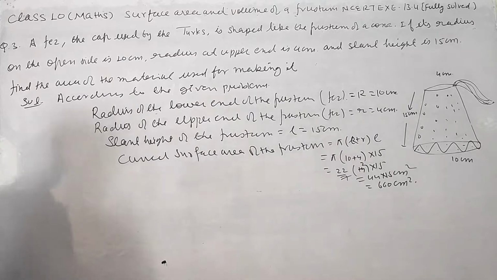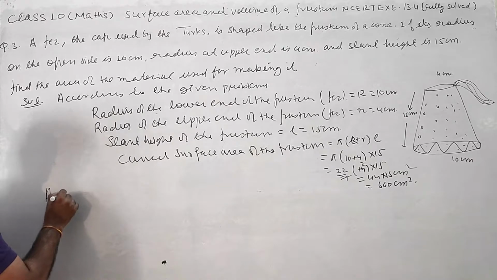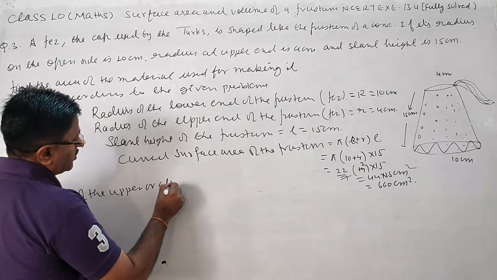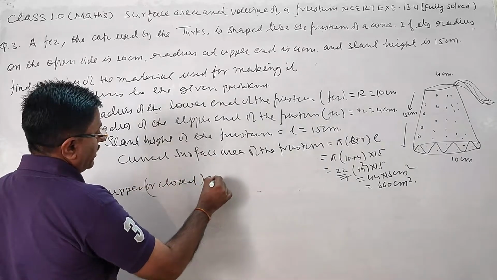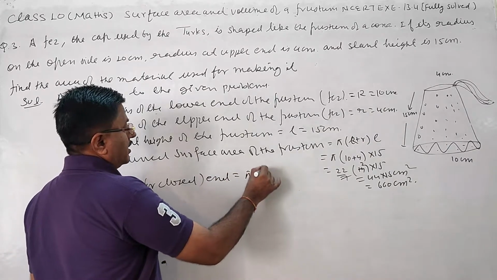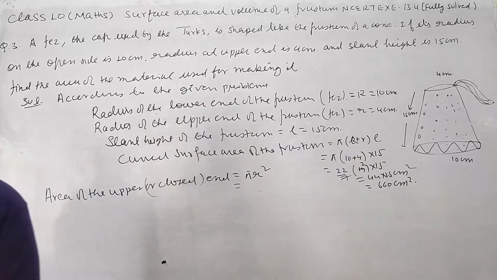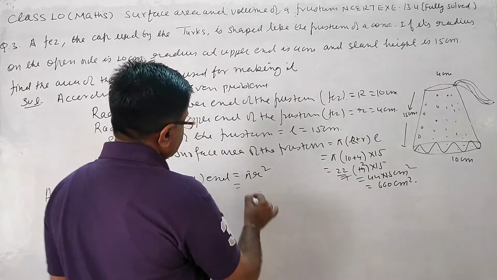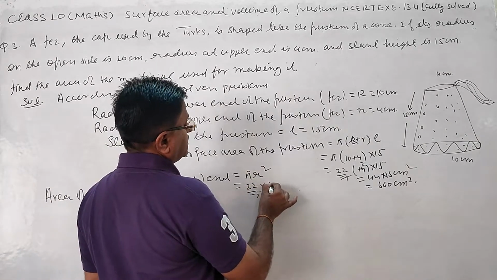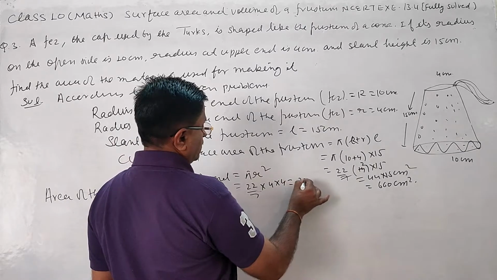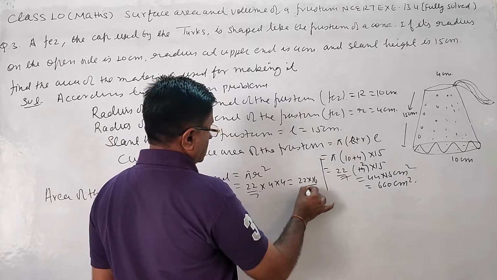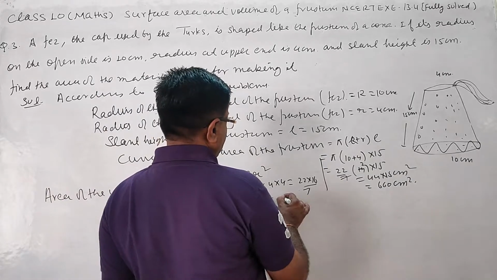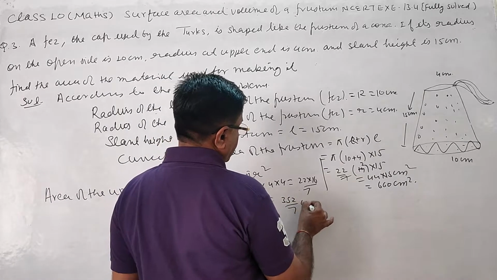Now we need the area of the upper or closed end. We may call it the closed end. So that is in the form of a circle. So for the area of a circle we can use the formula pi r square. So put the values. Pi 22 by 7, r is 4 into 4. So 22 into 16 by 7. So 352 by 7 centimeter square.